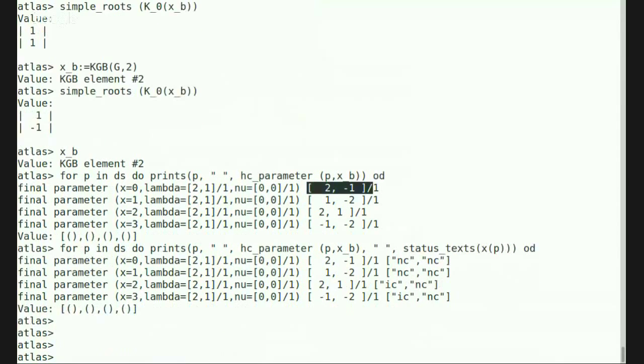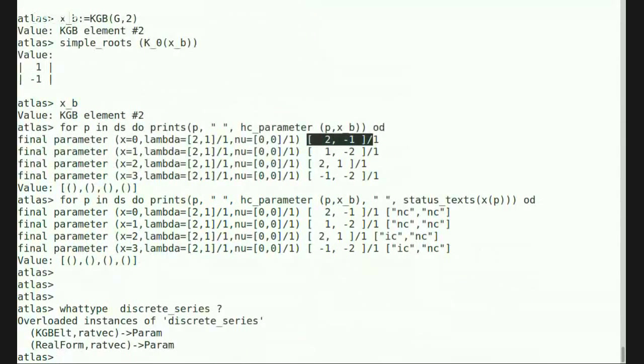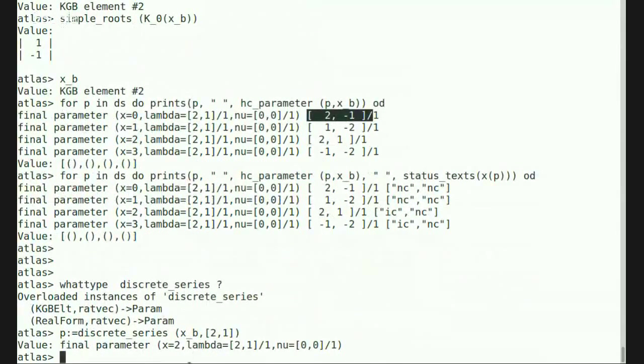Okay, so now there's a command to go the other way. There's a command discrete series, which says if you give me a KGB element and a rational vector, I'll hand you a parameter. The KGB element here is the XB, the base point. So for example, let's set P equal to the discrete series representation with XB and Harish-Chandra parameter 2, 1. Well, there you go. That's this parameter with x equal to 2.